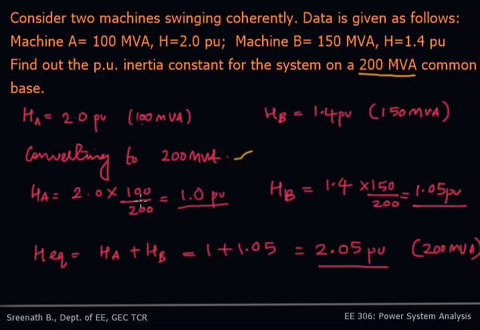So it will be 2 into 100 by 200, that is 1 per unit, and HB will be 1.4 into 150 by 200, that will be 1.05 per unit. So the H equivalent will be HA plus HB, which will be equal to 2.05 per unit, which is defined for a 200 MVA base. So this kind of question you will be getting for GATE examinations generally. You can get this question for, say, 5 marks for Part A also in your university examination.